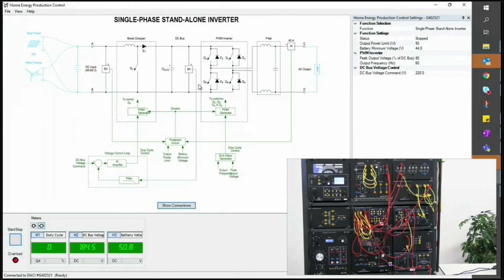And as can be seen here in this schematic, everything that is in green is the internal logic of our functions with the feedback loops to maintain the DC voltage constant and the protection circuits for the battery and the output power limit.